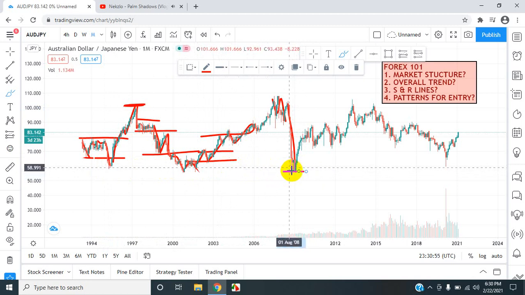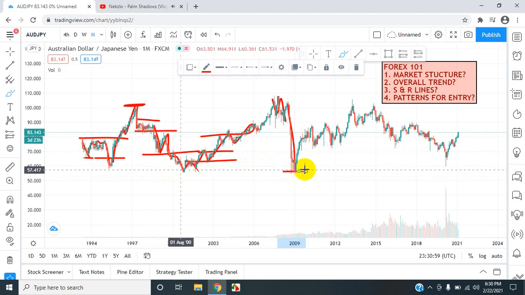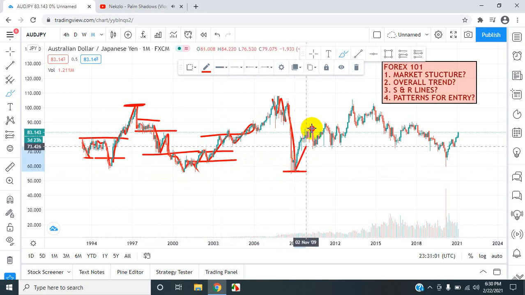From there, the market wasn't able to break down further past this support line, so the market pushed back up. Once the market pushed back up, it came back down to retest previous areas of support. On top of that, the market put itself into a sideways consolidation.